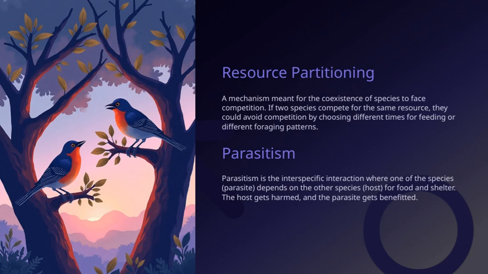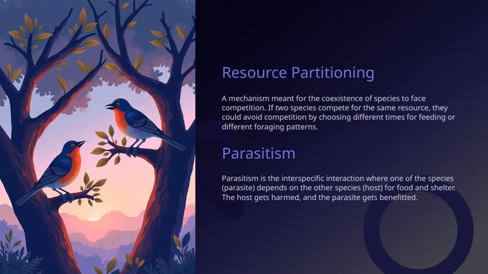This is an interspecific interaction, meaning it happens between different species. In parasitism, one species, called the parasite, depends on the other species, known as the host, for food and shelter. The key point here is that the parasite benefits from this relationship, while the host gets harmed in the process. It's a sort of ecological relationship where the parasite gains resources at the expense of the host.